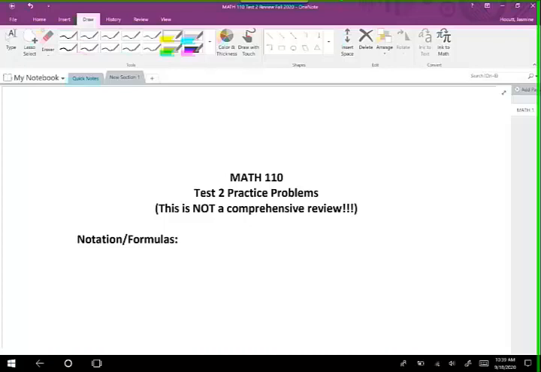All right. Hi, guys. So today we're looking at a review for test 2. And before I get started, I do just want to emphasize that this is not a comprehensive review. The comprehensive review is going to be what you see in WebAssign. But this will go over the main concepts that you should worry about.